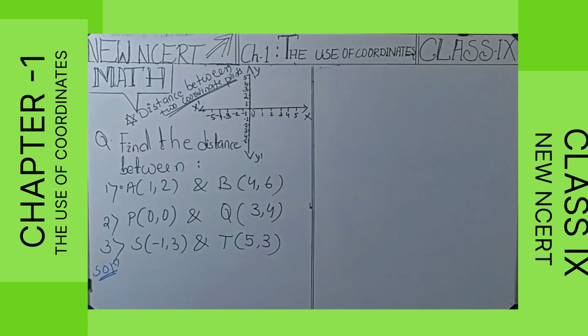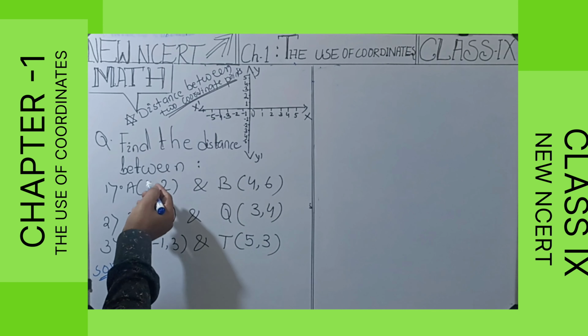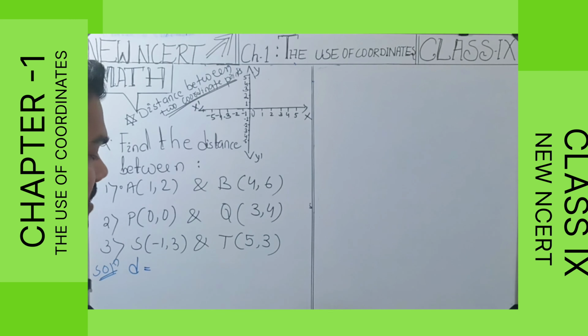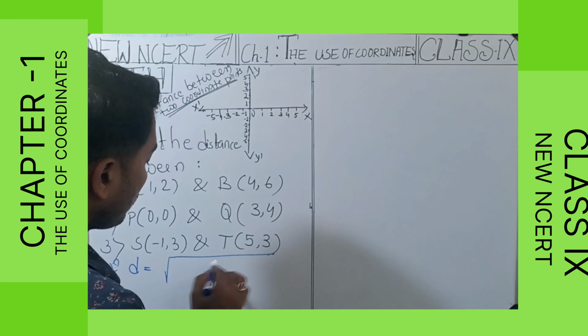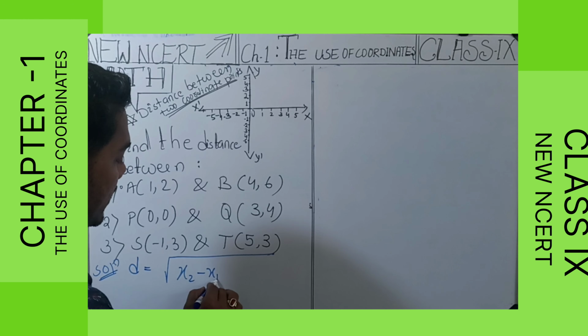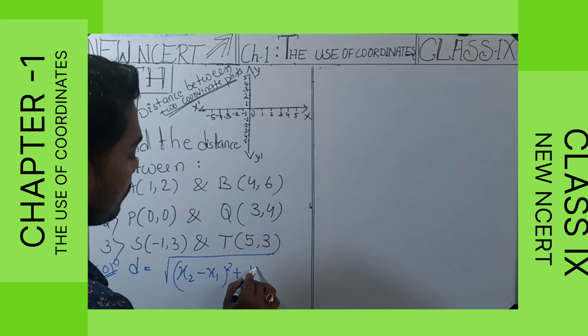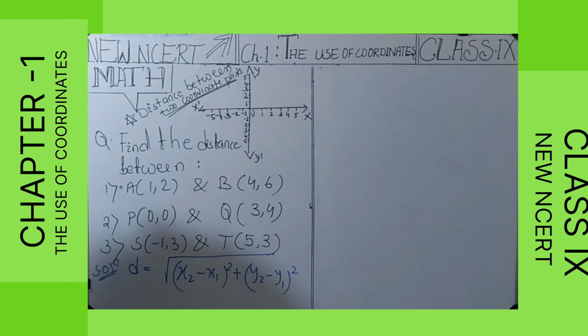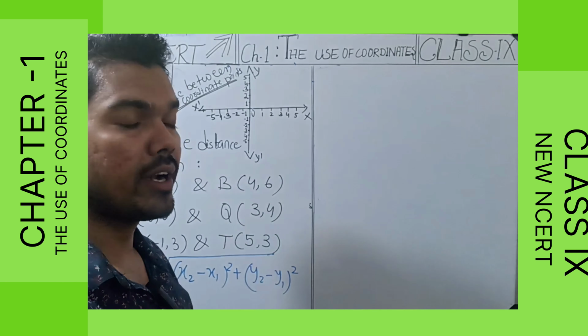Okay, so the question in front of you students, find the distance between these points. So to find the distance between two coordinate points, we use the distance formula students. The distance formula is the square root of (x2 minus x1) whole square plus (y2 minus y1) whole square. So you will use this formula to find the distance between two coordinate points.